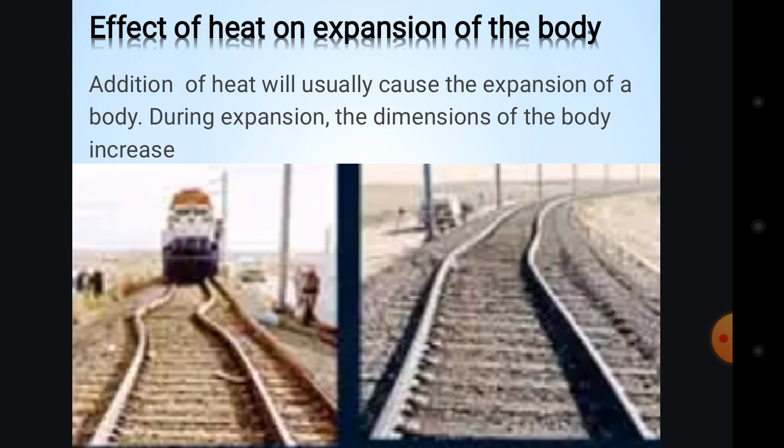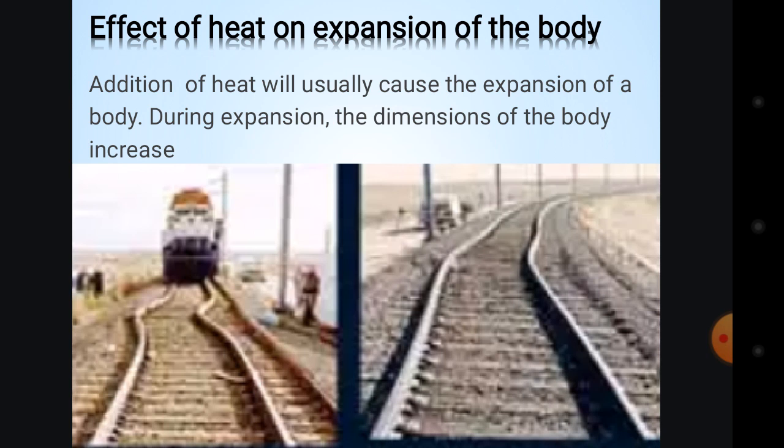So you see, any body or object that you put heat on, it will expand. When we say expansion, we are talking about the size increasing. If you look at this diagram here, it is trying to show you the expansion of the body, how it will expand due to the effect of heat, like a train, like a railway. You see, they are trying to expand.